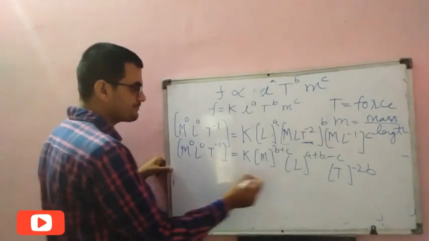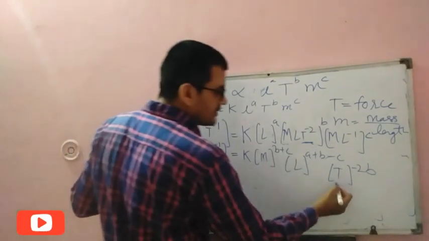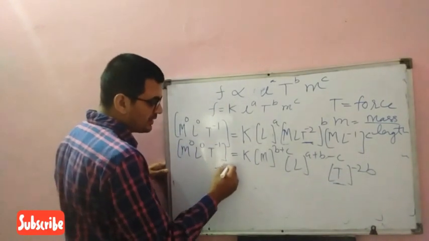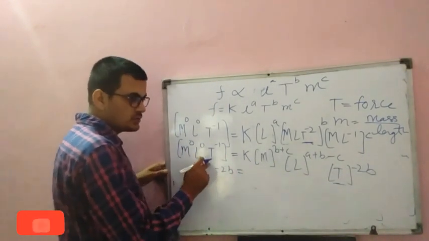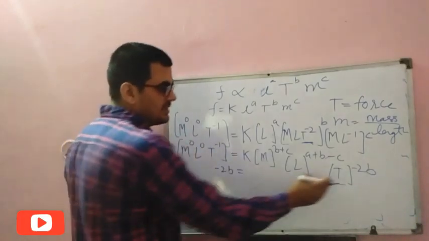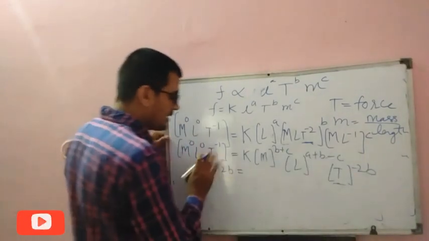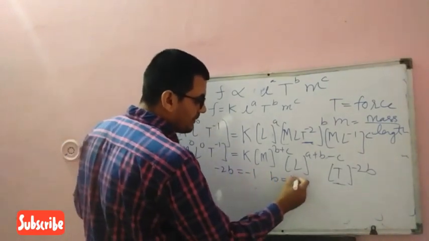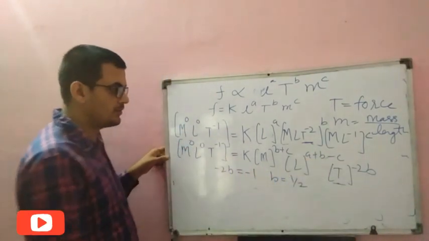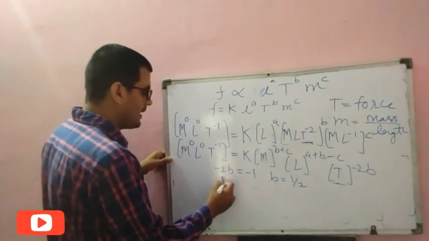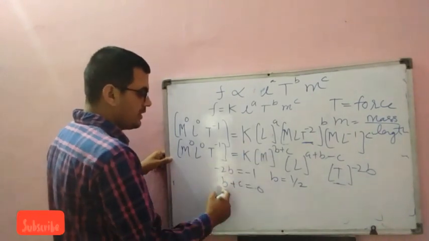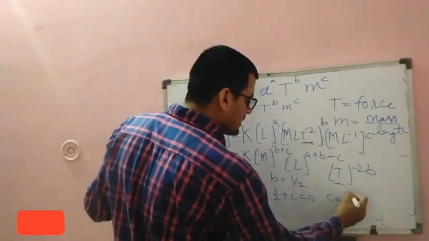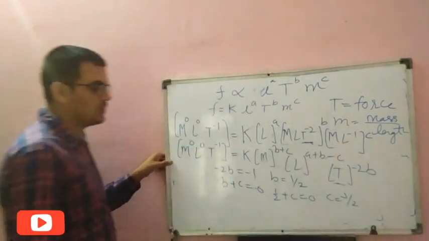Now beta, compare: this is T power minus 2B, this is T power minus 1. So what can you conclude? Minus 2B equal to minus 1, so B equal to 1 by 2. Compare the same terms with each other. From here, B plus C equal to 0. If B equal to 1 by 2, then 1 by 2 plus C equal to 0, so C equal to minus 1 by 2.